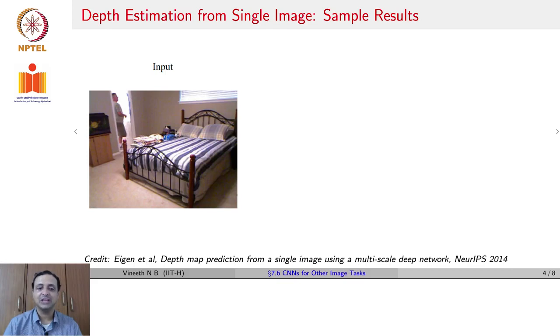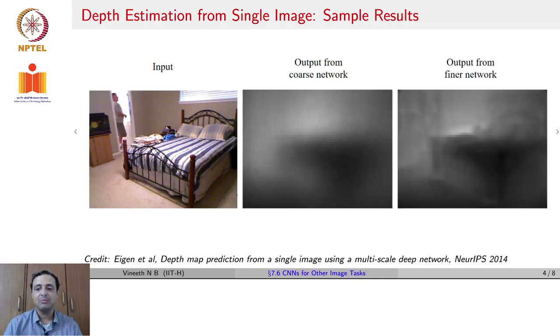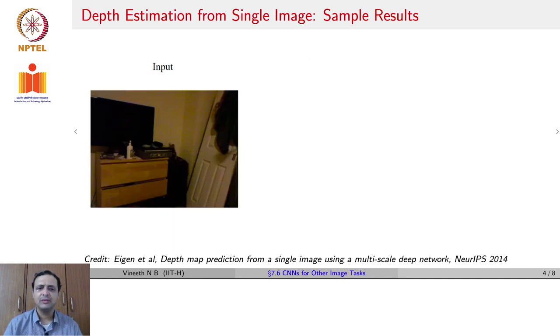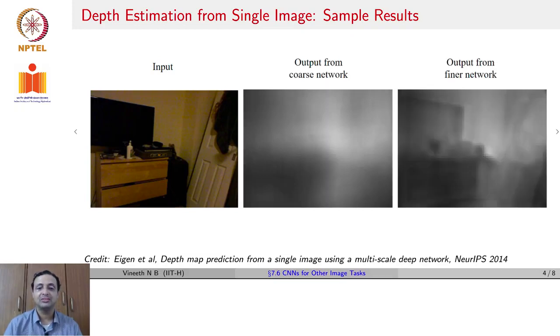Here are examples of this kind of an approach, where given an input, the output of the coarse network looks something like this, and after refinement it starts becoming more usable. Here's another example. Given an input image, here is the depth estimate from the coarse network, and here is the depth estimate after getting this from the finer network. The assumption here is you have a pixel-wise estimate of the depth provided to you as ground truth. So you could get a simple L2 error or a mean square error pixel-wise to be able to use as a loss function to train these networks.